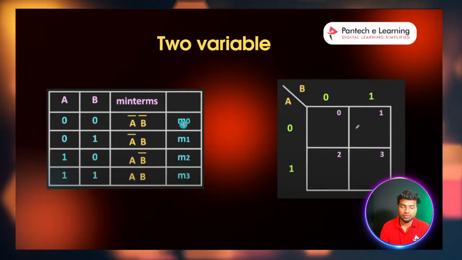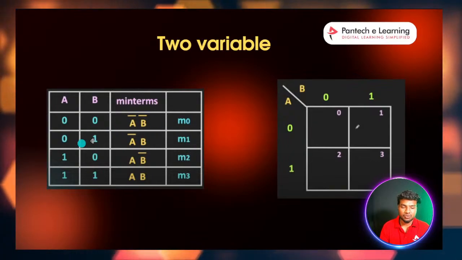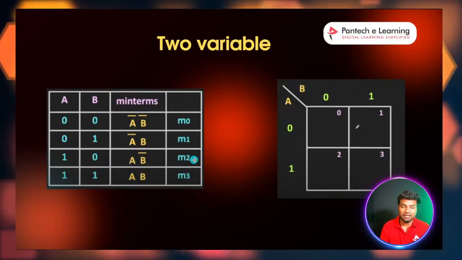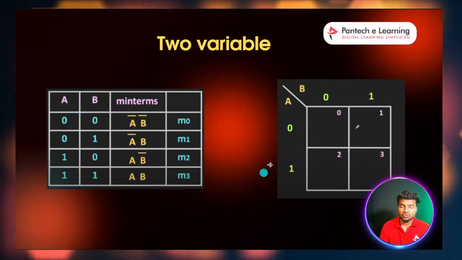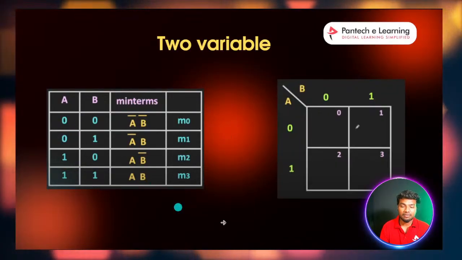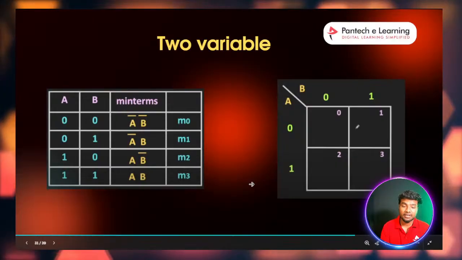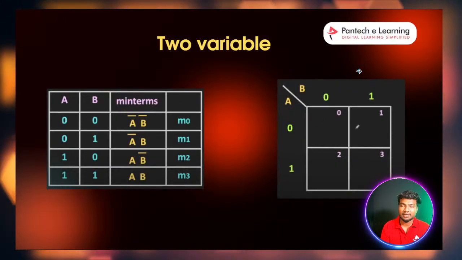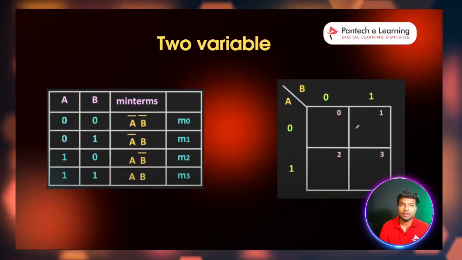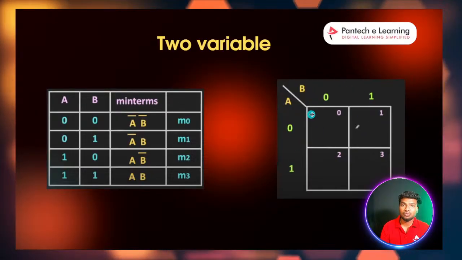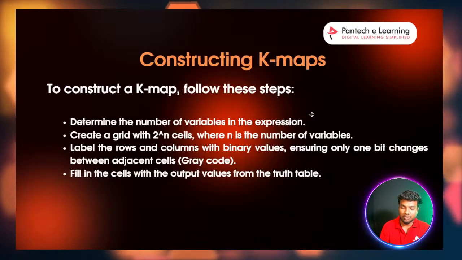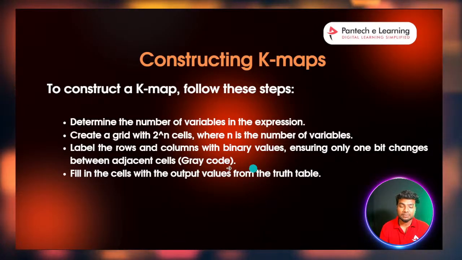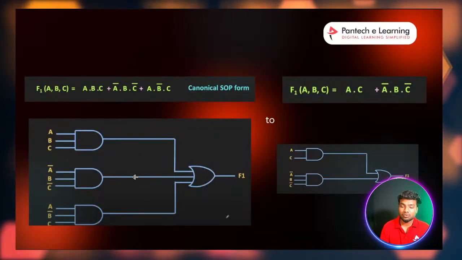So M0 is one min term, and then 0 1, A bar B, is M1, another min term. Then 1 0 is my second min term, and 1 1 is my third min term. For making the K-map for two variables, we have to follow a 2 cross 2 grid, like a 2 cross 2 matrix. But you have to follow this rule: label the rows and columns with binaries, ensuring only one bit changes between the adjacent cells.